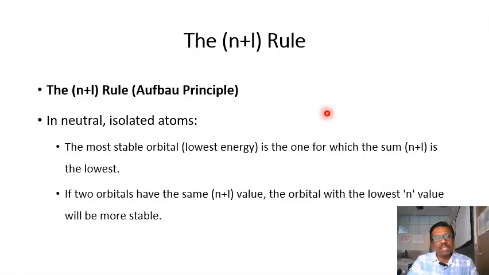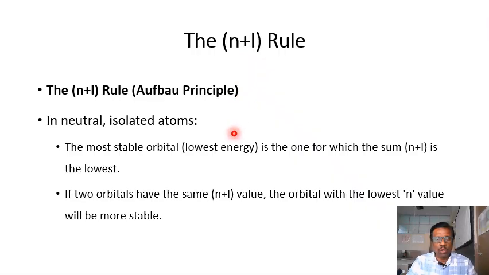Next is the n plus l rule. The n plus l rule is also called the Aufbau principle. In a neutral isolated atom, the most stable orbital, that is lowest energy, is the one for which the sum of n plus l is the lowest. That is, n means principal quantum number, l is azimuthal quantum number. If you add this n and l, it should be lowest. So this will be the lowest energy.